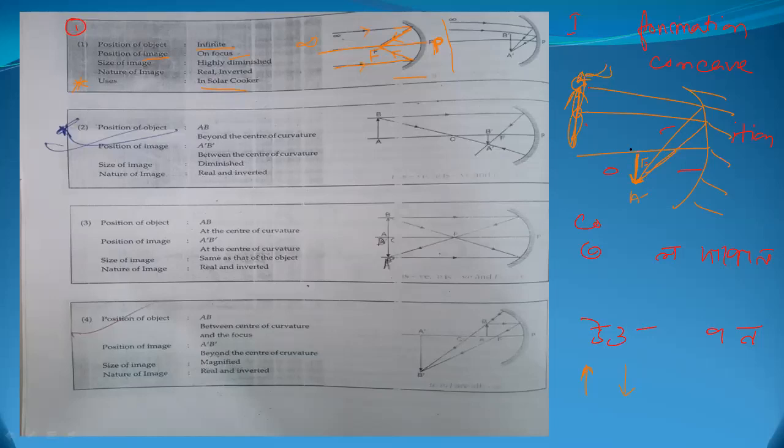That means position of the image. Then it will be inverted. Suppose this is AB, then it will be A dash B dash, inverted. Suppose this is AB, this will be A dash B dash, inverted. Clear? So this is the second part. So all of you draw these two diagrams.